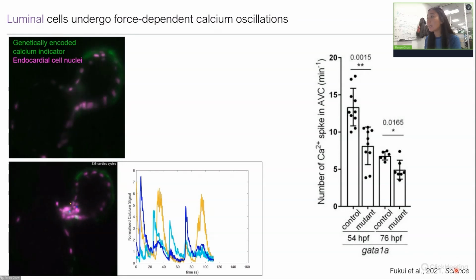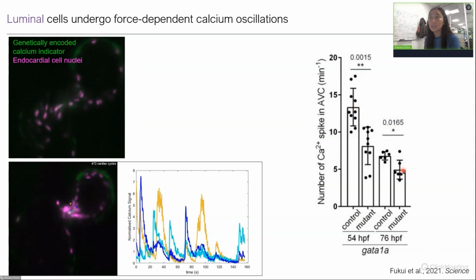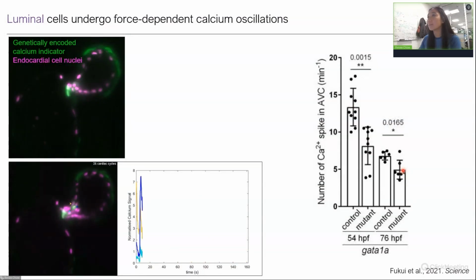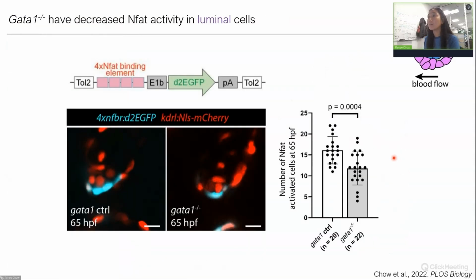So in Hajime's paper, he quantified these calcium oscillations, and he found out that in the GATA1 mutant, they are significantly decreased, suggesting that they are dependent on mechanical forces. Then Hajime created this transgenic line that allows you to visualize NFAT activity in these cells. And what we found is that in the GATA1 controls, NFAT is activated in all of these cells here. And in the GATA1 mutants, the number of NFAT activated cells is significantly reduced. And here's the quantification.